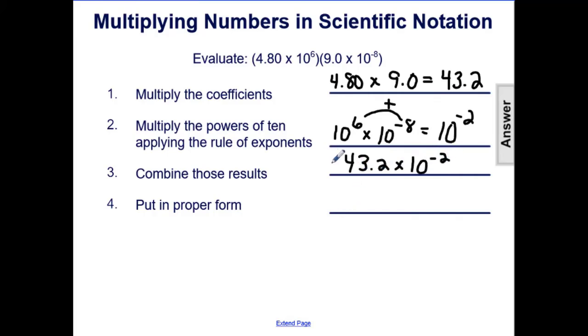But 43.2 is not in proper scientific notation. It's not greater than or equal to 1 but less than 10. It's greater than 10. So we need to move our decimal to be between the 4 and the 3 to be 4.32. But if my number got smaller, my exponent has to get bigger, to become negative 1, making our proper form in scientific notation for our product 4.32 times 10 to the negative 1.